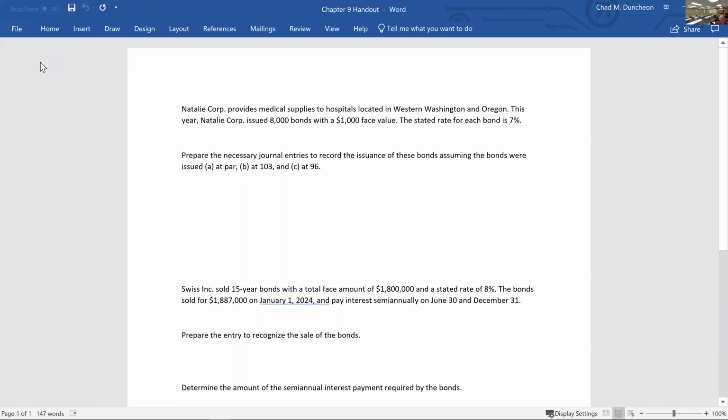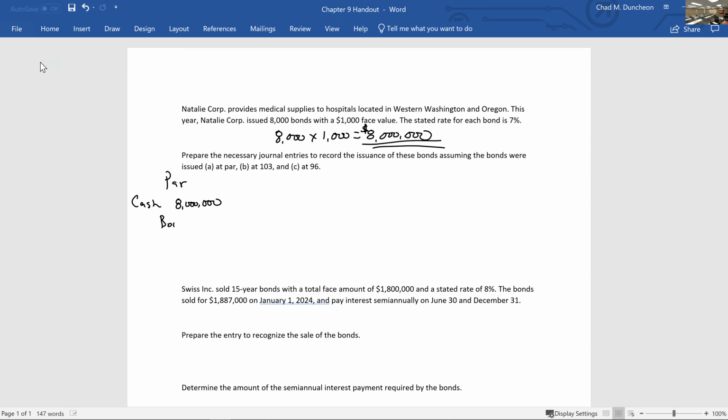Let's draw here. First, we're going to record the issuance of some bonds, okay? So if we record them at par, what that means is we are actually going to receive the face value of the bonds as cash. There's no difference between the market rate and the stated rate, which here is 7%. So to figure out how much cash we're going to get, we have 8,000 bonds, $1,000 face value for each of them. So our total cash here is going to be $8 million. So we issue them at par. We'll debit cash for 8 million.